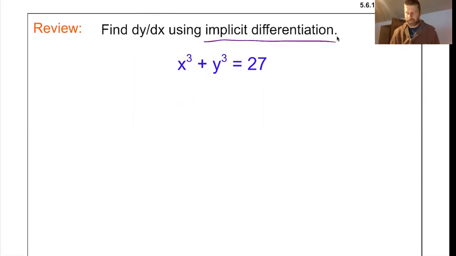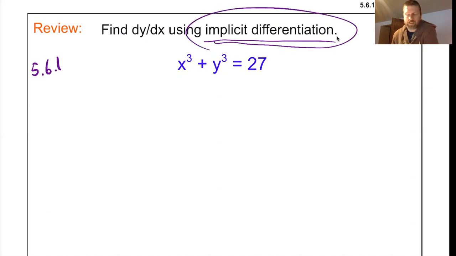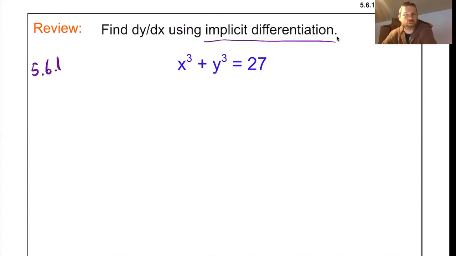All right, welcome back. Today's lesson is on 5.6.1, something called related rates. Before we talk about related rates, we're going to do a quick review of implicit differentiation because related rates is going to use the same concept. All right, so we're looking to find dy/dx, so we take the derivative.